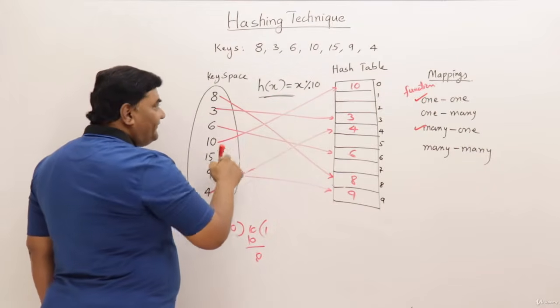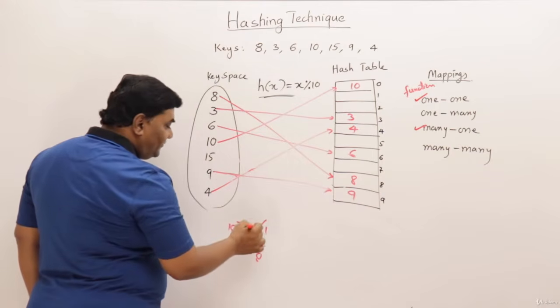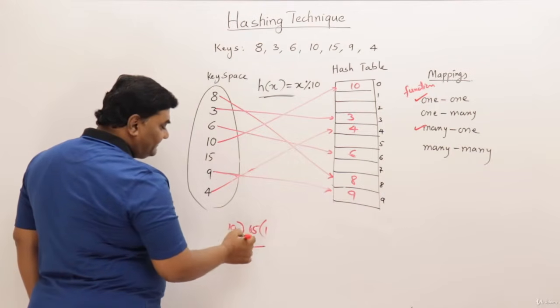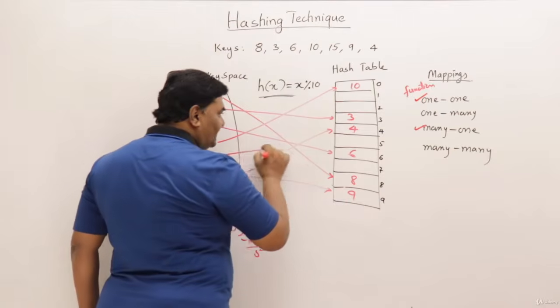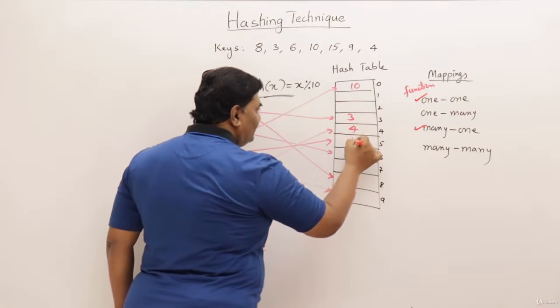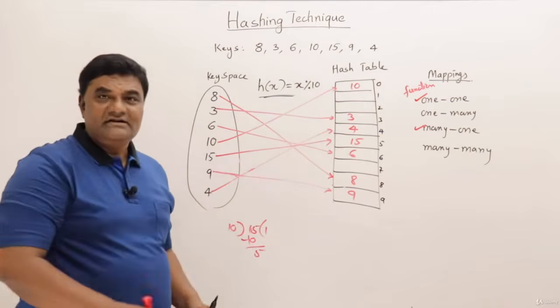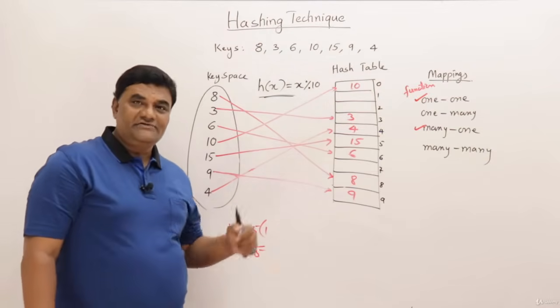Now 15 mod 10. 10 goes once, we subtract this, and the remainder is 5. So the remainder we got is 5, and 15 should be stored at index 5. That's how all the keys are stored or mapped using this hash function.